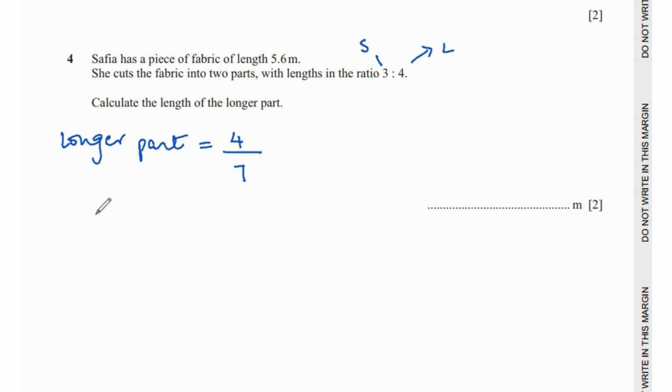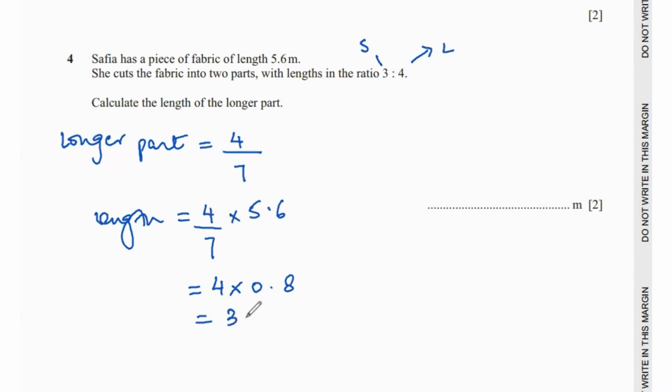So to find the length, what we do is we times the fraction for the longer part by the length of the fabric, which is 5.6. Now we know 56 divided by 7 is 8. So 5.6 divided by 7 would be 0.8. So 4 times 0.8 is going to be 3.2. That's your answer.